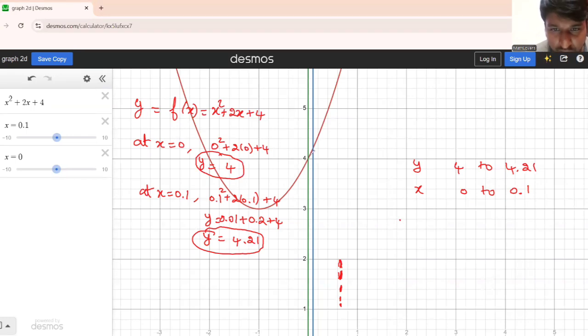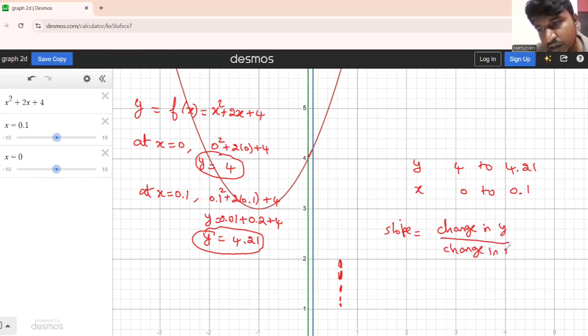Our slope for this particular line, that small, infinitely small line, is as we defined: slope is change in y by change in x. From 4 to 4.21, the change is 0.21, and from 0 to 0.1, the change is 0.1. So it becomes 21 by 10, which is 2.1. So the slope is around 2.1.